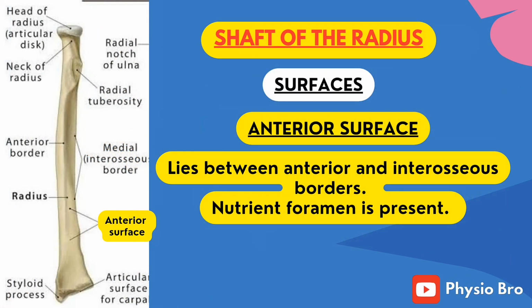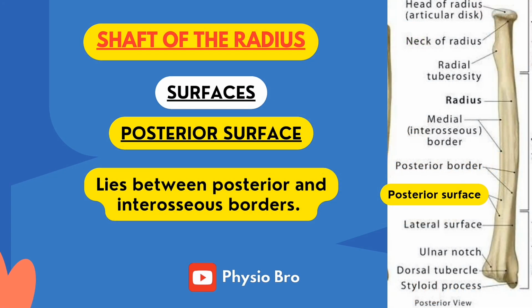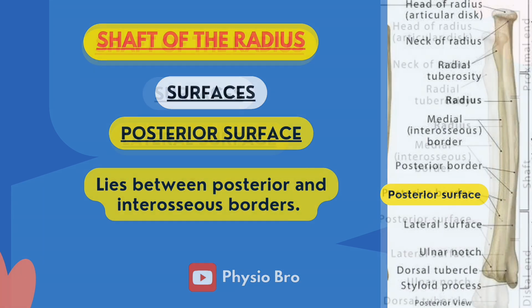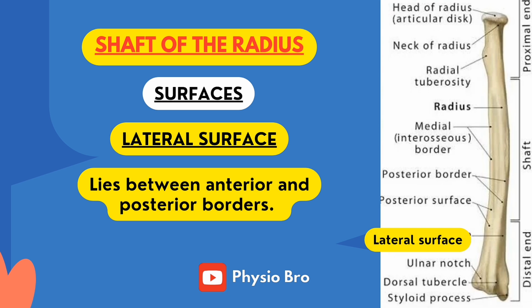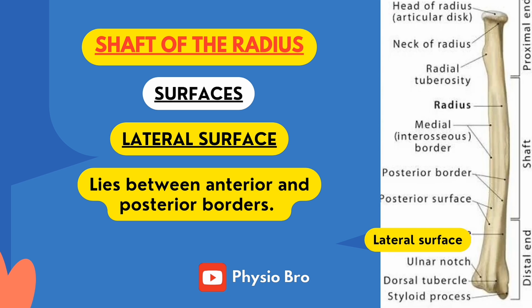Surfaces. The anterior surface of the radius lies between the anterior and interosseous borders. A nutrient foramen is present in the middle of the anterior surface. Posterior surface. The posterior surface of the radius lies between the posterior and interosseous borders. Lateral surface. The lateral surface of the radius lies between the anterior and posterior borders.